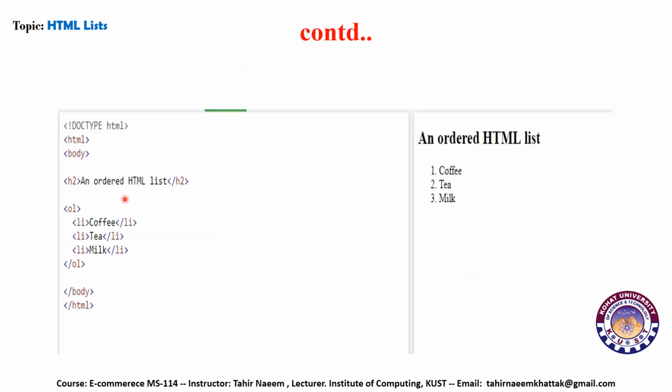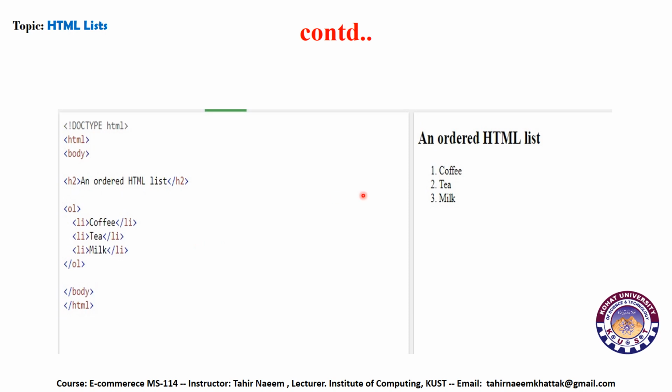So here is the coding, how we will code the ordered list. These are the normal tags we have discussed in the previous lectures, and here I have given the heading, Ordered HTML List. As we have previously discussed, OL is the ordered list. Here the list item coffee, and I have closed the list item tag, list item tea, and I have closed the list item tag, list item milk, and I have closed the list item tag. Then after all inserting, because I don't want to insert any more list items, I will close this ordered list. Then I will close the HTML document.